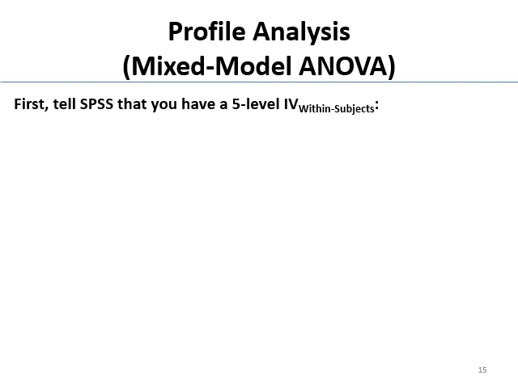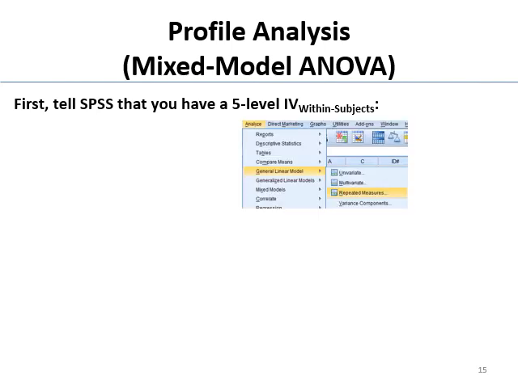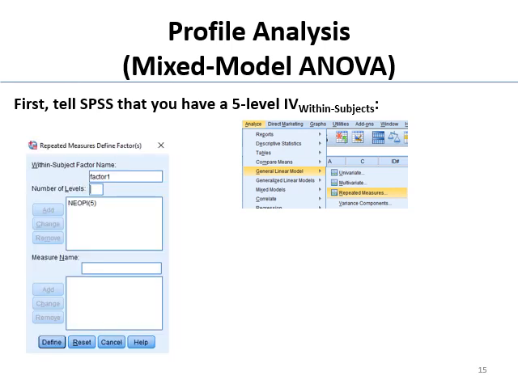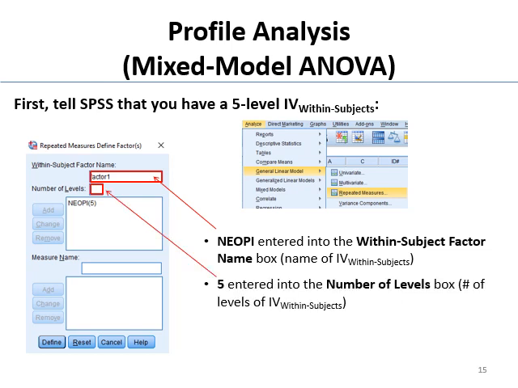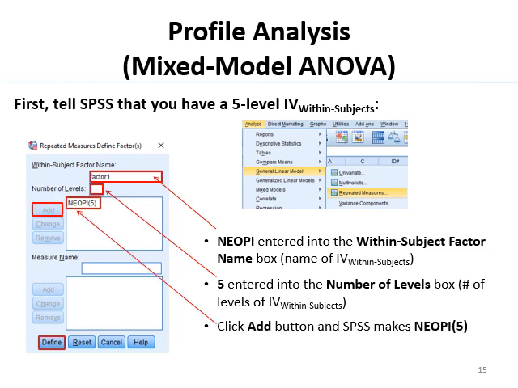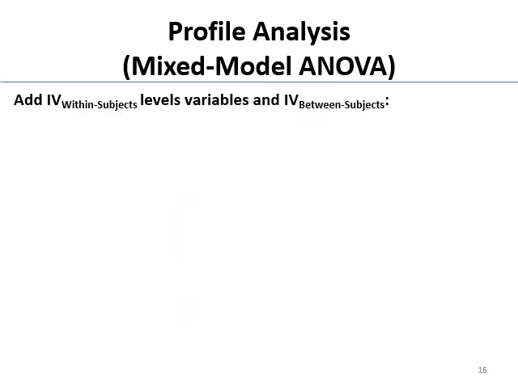First, when we get in here, we have to tell SPSS that we have a 5 level within subjects independent variable. This may look familiar. We're going to use general linear model, repeated measures. This is the same place that we did repeated measures ANOVA, and you get this little box when you first get in there. You have to put a name in this box. Here I put NEOPI for the name of your within subjects IV. For number of levels, you have to tell it how many levels it has. Well, the NEOPI has 5, so I put 5 in there. I clicked add, and that put NEOPI(5) in this little box here. Click define, and you end up going to the next screen. So we need to add the within subjects IV levels variables and the between subjects IV.